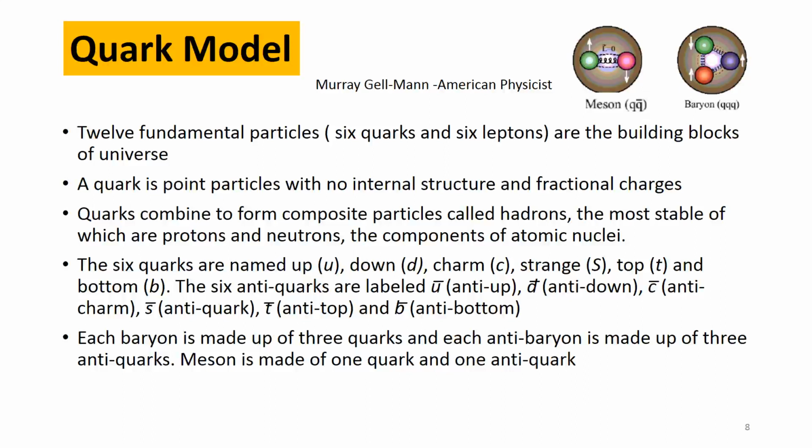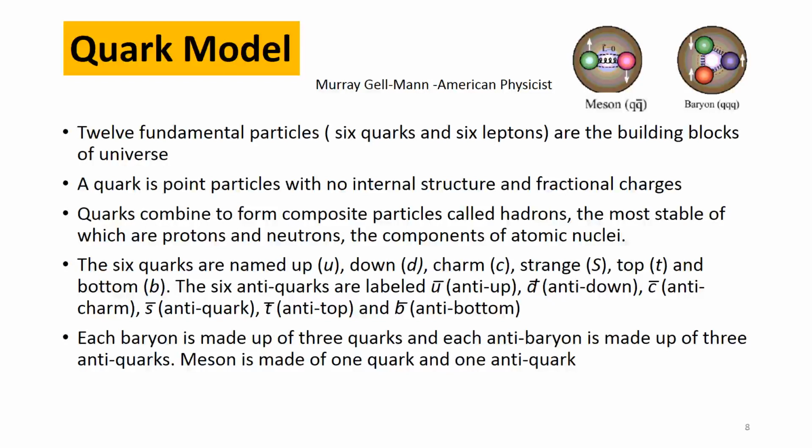The quarks combine to form the hadrons. The most stable hadrons are the protons and the neutrons. These protons and neutrons are composed of 3 quarks. There are 6 types of quarks: the up quark, down quark, charm quark, strange quark, top quark, and bottom quark. Each baryon is made up of 3 quarks, and each antibaryon is made up of 3 antiquarks. Similarly, each meson is made up of 1 quark and 1 antiquark.